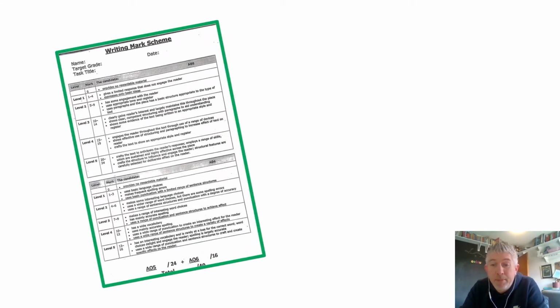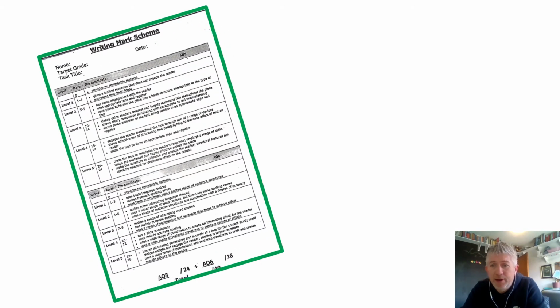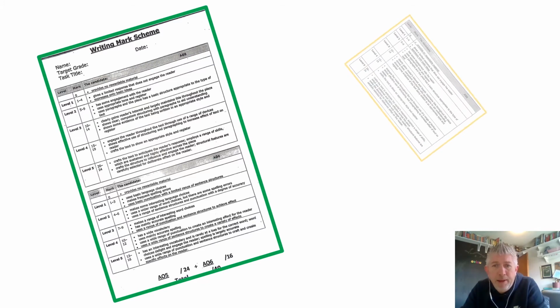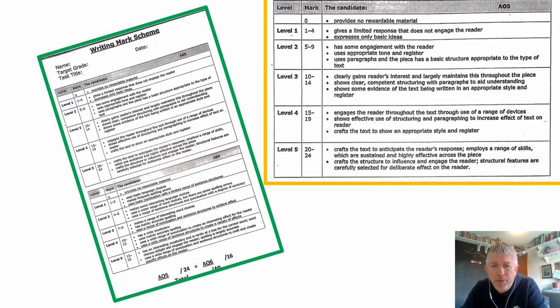So here is the mark scheme. That's a bit small to read here, so let's zoom in. The first half of the mark scheme is marked out of 24, and to get high marks, you need to have a range. These features need to be in your writing. We're going to be trying to make sure we get at least 10 marks.